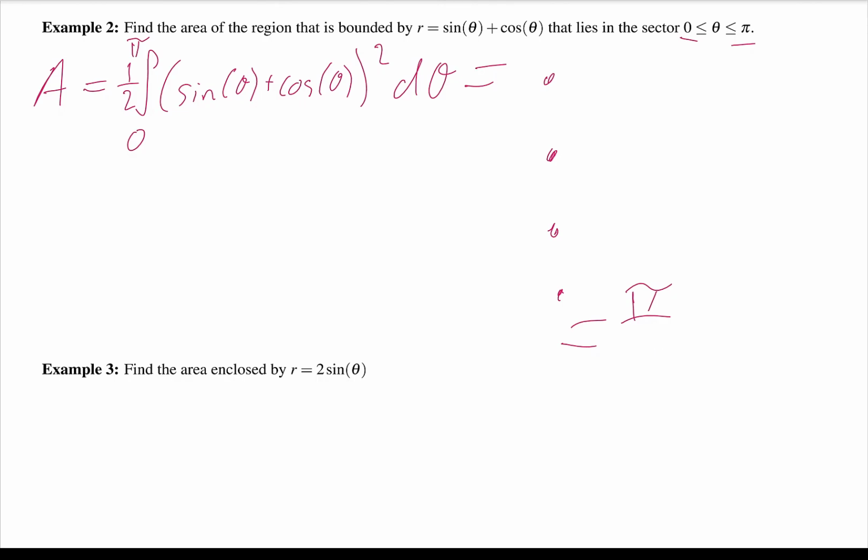But the idea of how this is going to work out is you'll start by FOILing this out, and then we should get a sine squared plus cosine squared. That's going to give us 1. And then we'll have plus 2 sine theta cosine theta. And so you'll want to split this into 2 separate parts, and then you can do a u substitution on the sine theta cosine theta part. Okay? So go ahead and practice that.